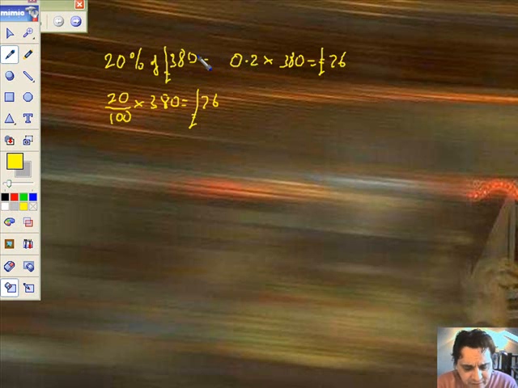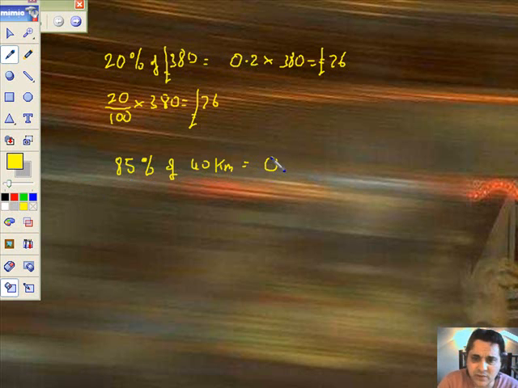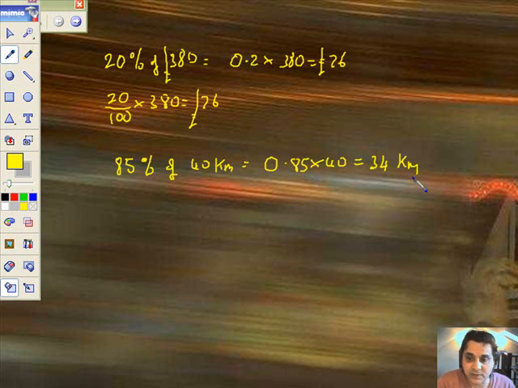Alright, so 85% of 40 kilometers, actually that's the storyline. We just simply do this, 0.85 using multipliers. Multiply by 40, pick up the machine, get an answer. So 0.85 times 40 is going to be 34. So 85% of 40 kilometers is 34 kilometers.